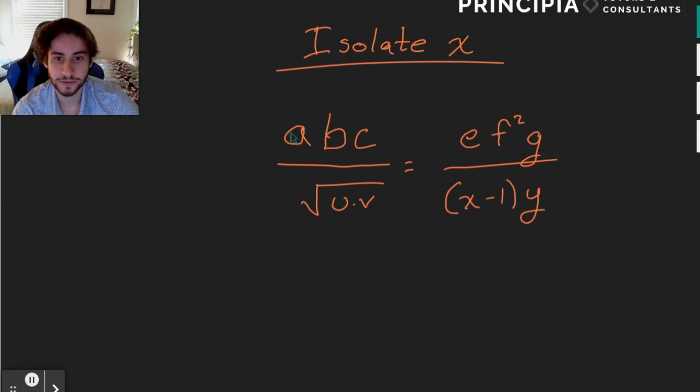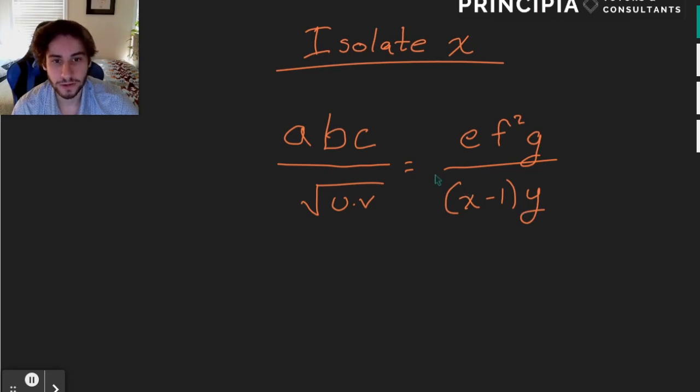It is equal to, the problem says abc divided by the square root of u times v is equal to e f squared times g divided by the quantity x minus 1, all that times y. So go ahead and pause the video and make sure you try to solve this with that manipulation technique of just dragging the numbers around and that multiplication and division moving from one numerator to the other denominator. So yeah, go ahead, pause your video and try it yourself.